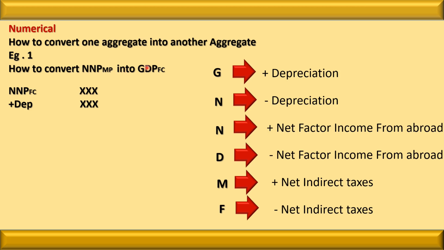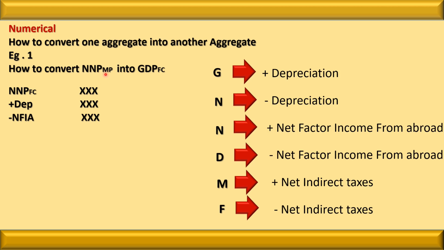First pair is solved. Second pair, net is written, and we have to find out D. National is given, we have to find out domestic. Let us see. To find out domestic, what we have to do? We have to deduct NFIA, net factor income from abroad. So third pair is also solved.